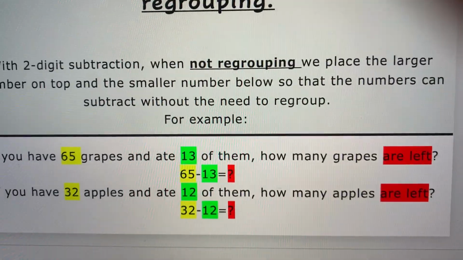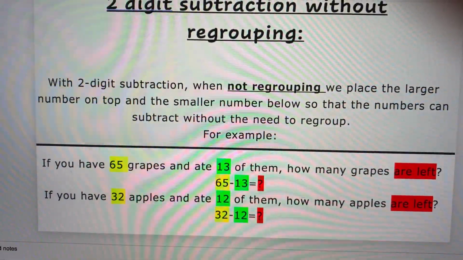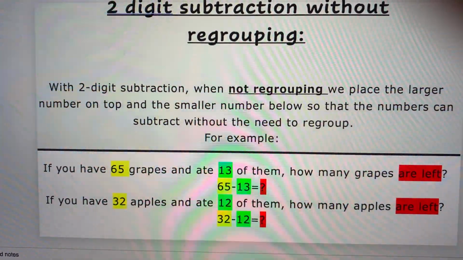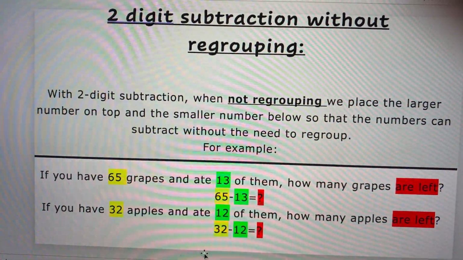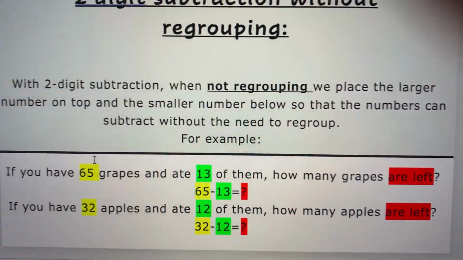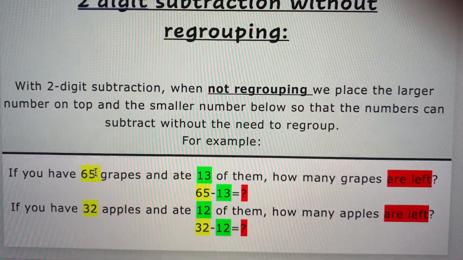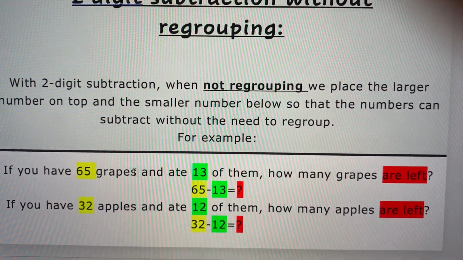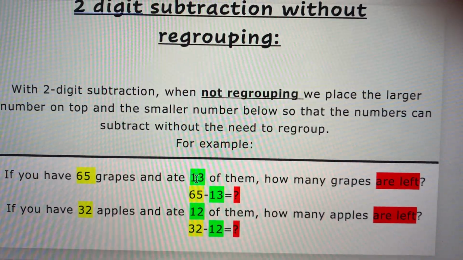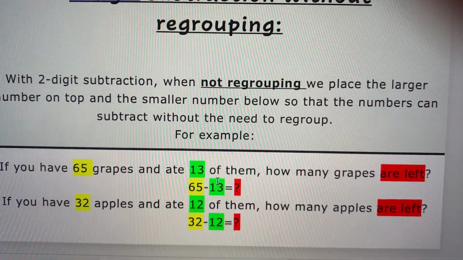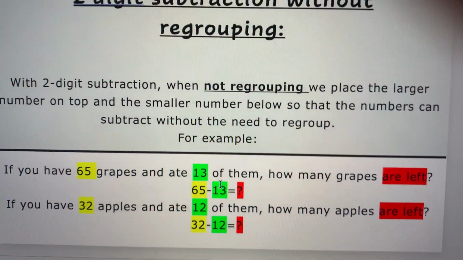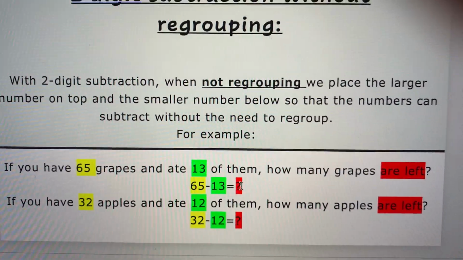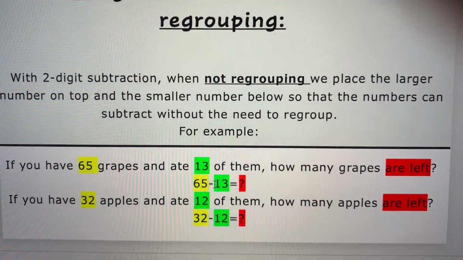So this is an example of the two-digit subtraction without regrouping. As you can see, for instance, I would read this off: if you have 65 grapes and ate 13 of them, how many grapes are left? So highlight 65 in one color so the students know that's the bigger number. Highlight 13 in another color to show this is the lower number. And then highlight "left" so the students know we are solving for this number from these two.